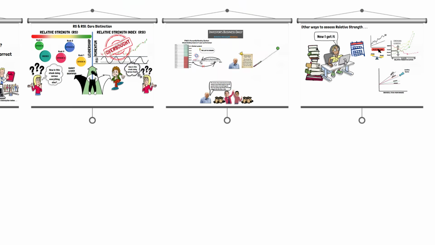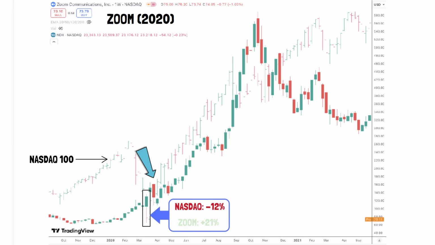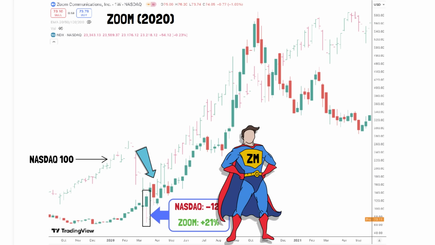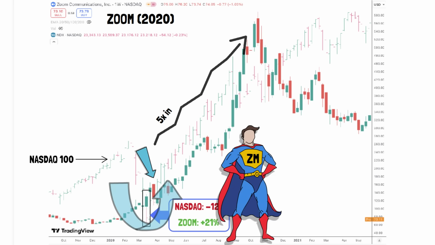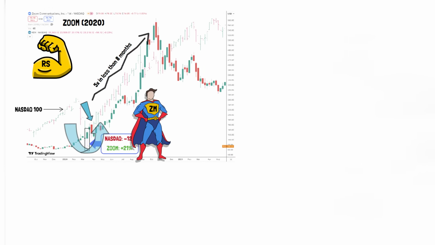Let me show you how this played out in actual market leaders. Here's Zoom in 2020. While the Nasdaq 100 was crashing during the pandemic sell-off, Zoom was exploding upward. The worst week for the index was literally the best week on Zoom's chart. That's massive relative strength in action. As soon as the markets recovered, Zoom delivered a 5x return in less than 8 months. This is the power of identifying stocks with superior relative strength during market stress.